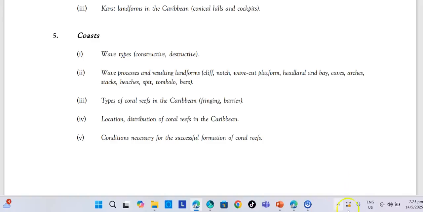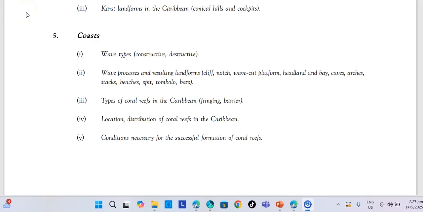We're going to look at the types of coral reefs in the Caribbean, fringing or barrier. We're going to look at the location and distribution of coral reefs in the Caribbean, and also the conditions that are necessary for the successful formation of coral reefs. So I want you to go to the page in your textbook that speaks about coast.